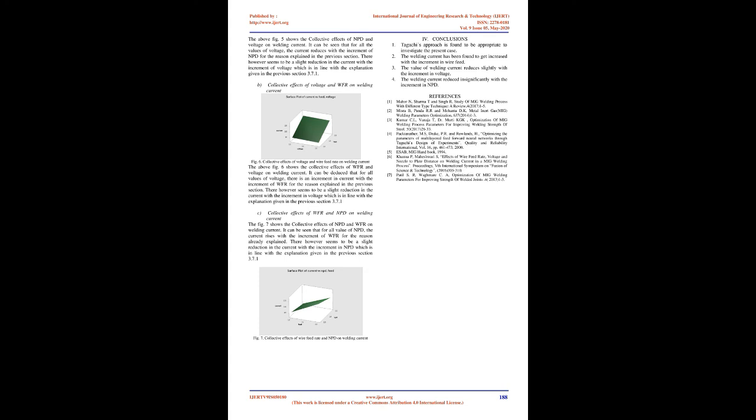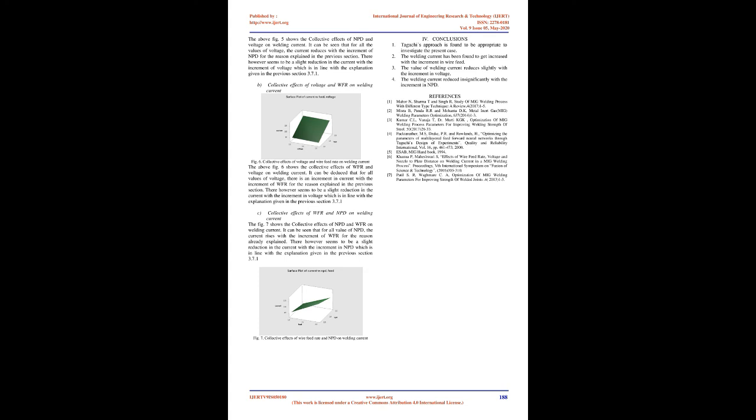C. Collective effects of WFR and NPD on welding current. Figure 7 shows the collective effects of NPD and WFR on welding current. It can be seen that for all values of NPD, the current rises with the increment of WFR, for the reason already explained. There, however, seems to be a slight reduction in the current with the increment in NPD, which is in line with the explanation given in the previous section 3.7.1.